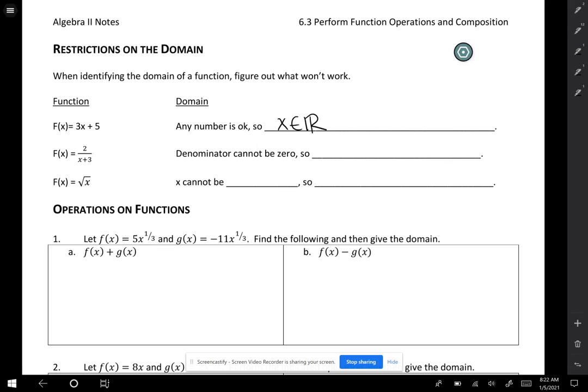For the next function, we have 2 divided by x plus 3. Well, when you have a fraction, the bottom cannot be equal to 0. Okay, so what that means is x plus 3, whatever you plug in for x, can't equal 0. If you solve for that, that means that x cannot be negative 3. So for your domain, you would write that x cannot be negative 3.